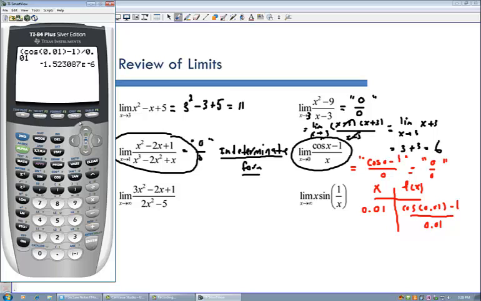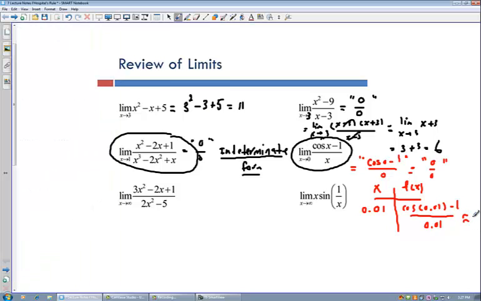And it looks like I get out a really small number close to 0. So that's a negative 1.523087. And then e to the negative 6 actually means move this decimal to the left 6 places. So this is going to be about 0. So my guess would be that this limit is actually equal to 0. And you'll see in the next section, on the next slide, we're going to actually show that with L'Hopital's rule.